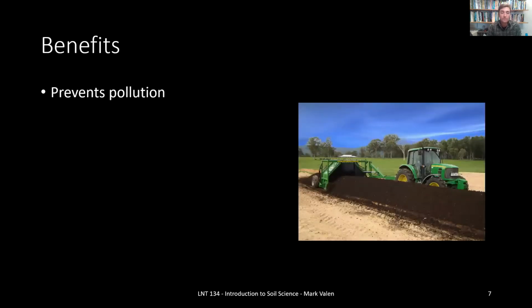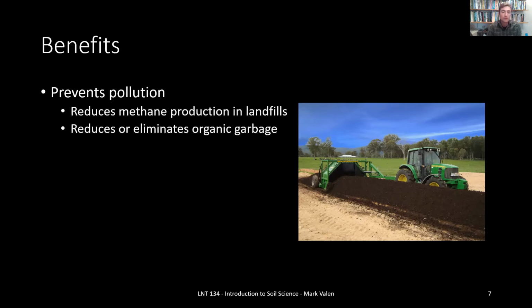Additionally, composting prevents pollution because otherwise that organic material would be sent to the landfill. Landfill causes air pollution because the organic matter breaks down without oxygen and creates methane gas. At the very best, it creates CO2, and we want to keep both of those carbon molecules out of the atmosphere. So when it comes to preventing pollution, we're reducing methane production in landfills. We're reducing or eliminating organic garbage. We're reducing or eliminating sewage or organic matter in the wastewater.